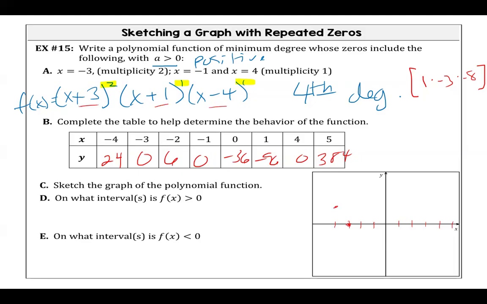At -2, it's at a +6. At -1, it's back at 0. At 0, -36, it drops down all the way to here. At 1, it goes even further down. At 4, it comes back up. And then at 5, that's not 4. Erase the little dot. Thank you. At 4, we come back up. And then at 5, we go all the way off the board, right?